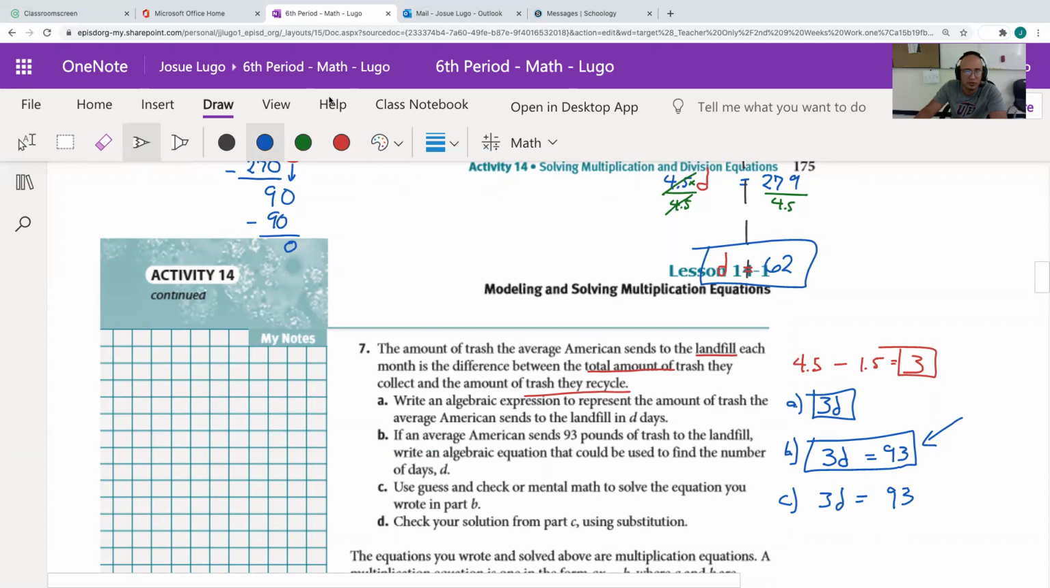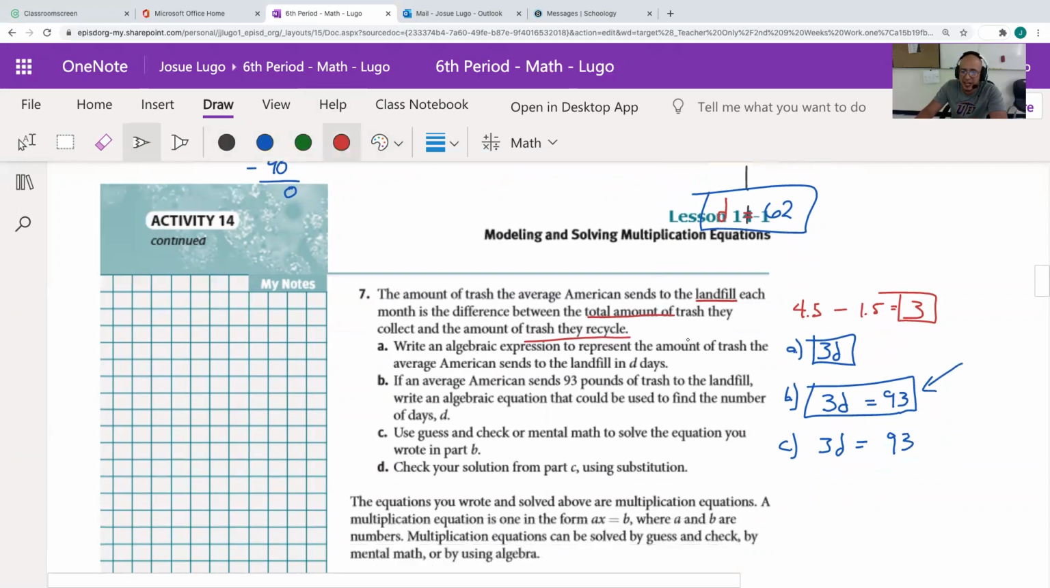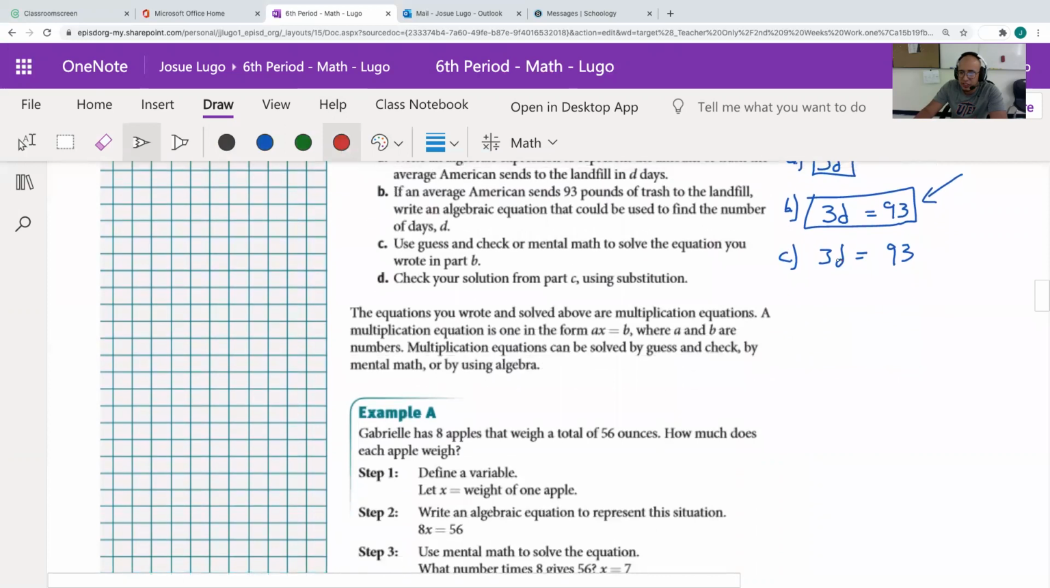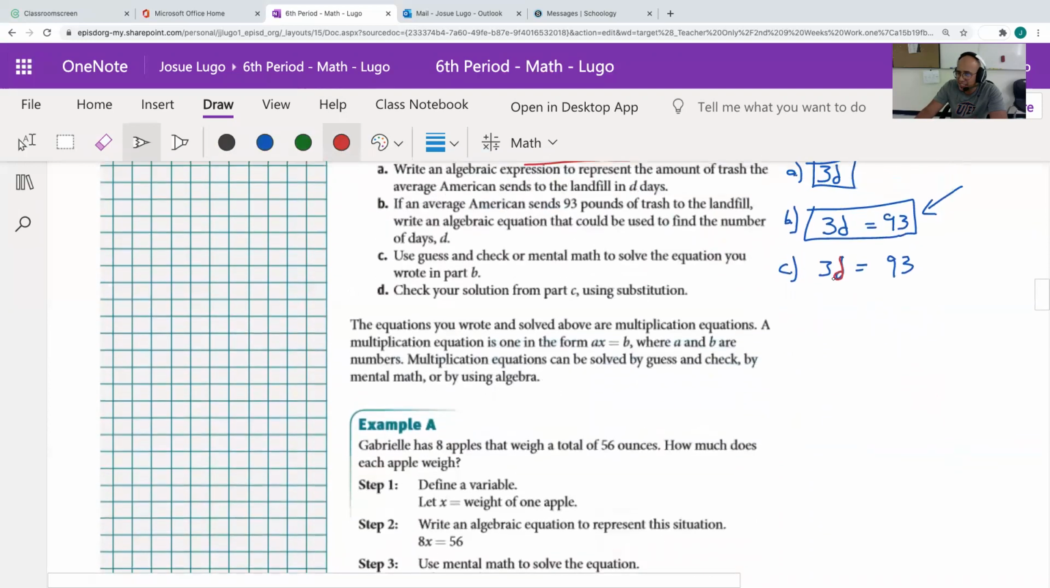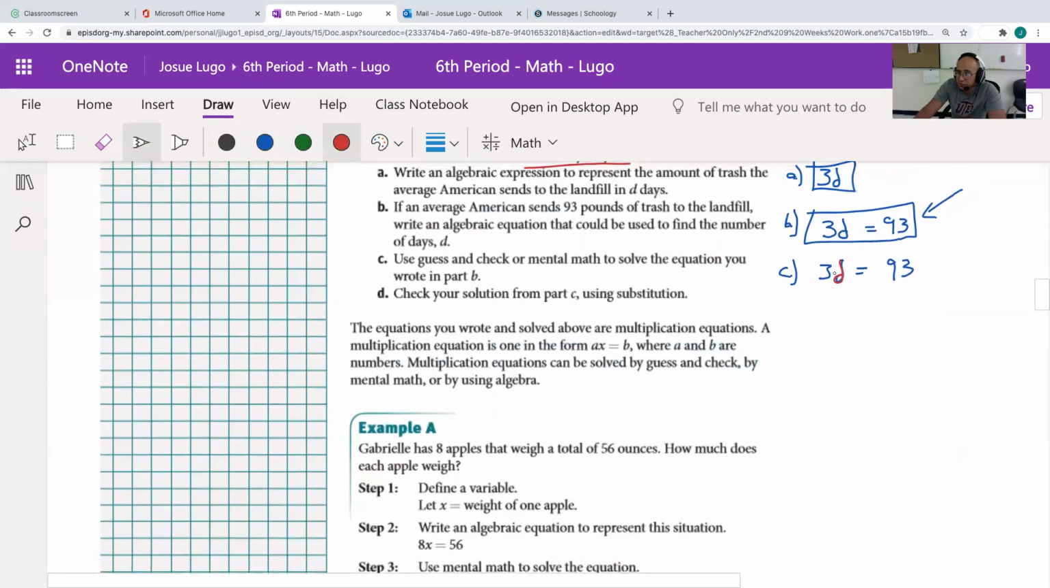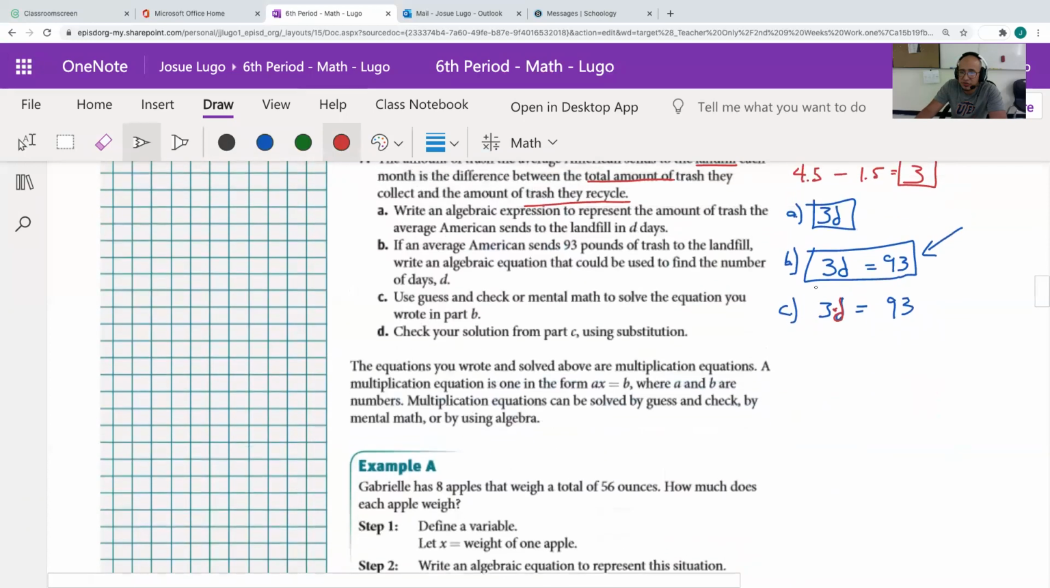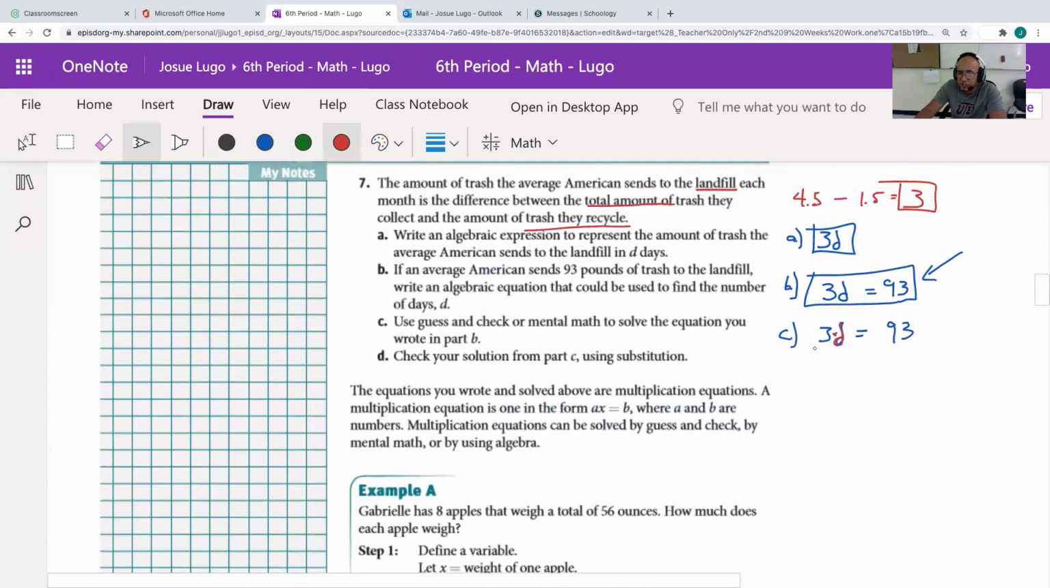3d is equal to 93. All right, remember we need to isolate the variable. We want the d to be by itself. It is not by itself right now. Right now we're multiplying times 3. We don't want that. So let's do the opposite of multiplying by 3, which is divide by 3. Because 3 divided by 3 is 1, so therefore now d is isolated. But whatever I do to one side, I must do to the other.